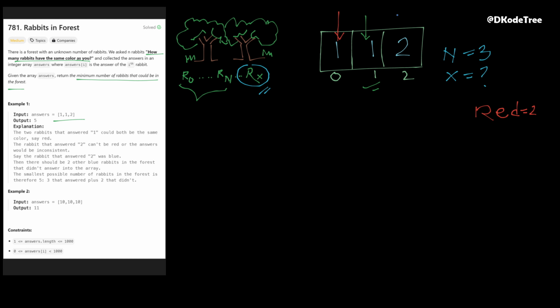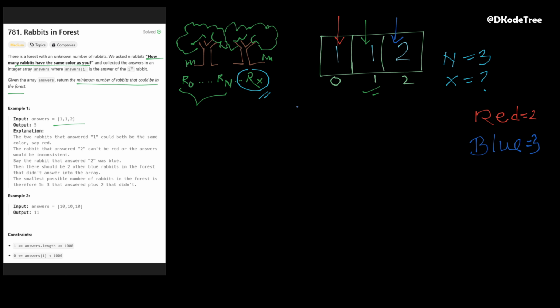Here the rabbit at index 2 answered that it has seen 2 more rabbits of the same color. Let's say blue in this case, which means itself plus 2 others, that is 3 rabbits of blue color. From this we know that the number of rabbits depend on the number of similar answers. So it may be useful to count the frequency of each answer. And this we can easily do using a hash map or counter in Python.